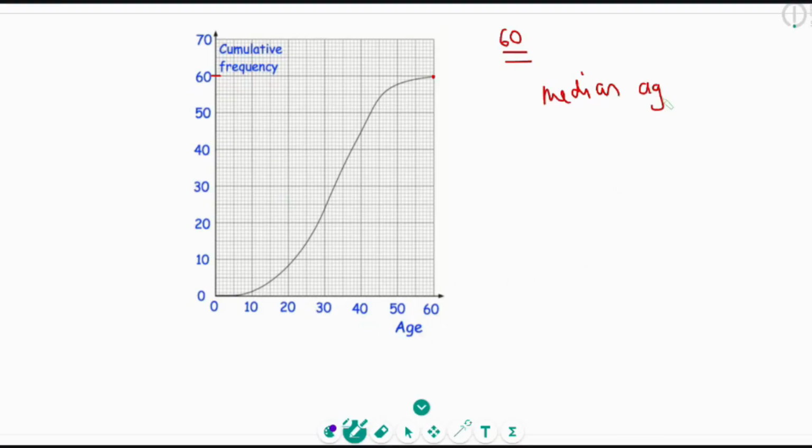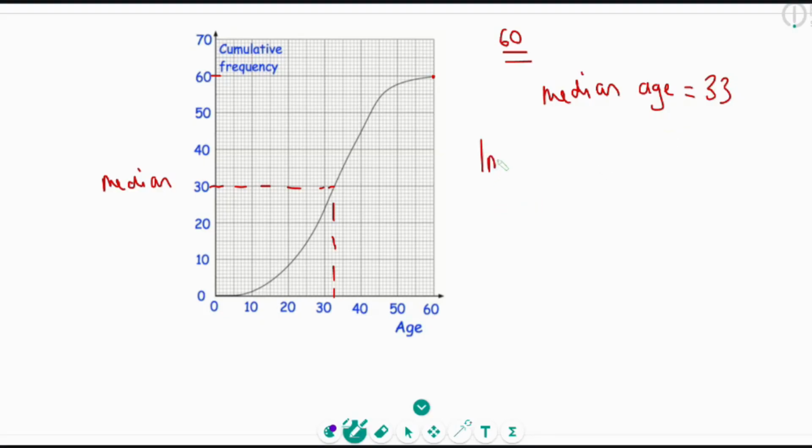So what's the median age? What's the age of the middle person? So the 60 people, what's the middle person? It would be the 30th person. But the median isn't 30. We need to know the age of the 30th person. So let's read across and down, and we get 33.